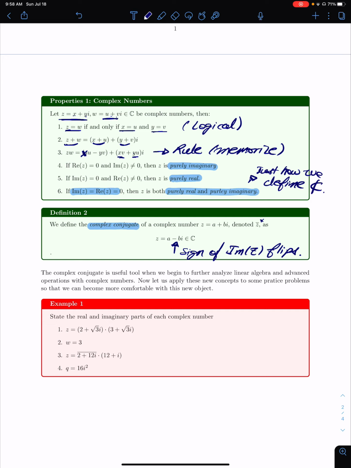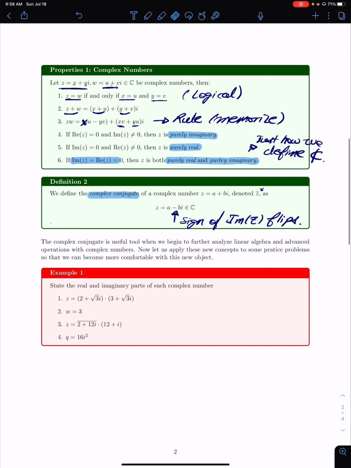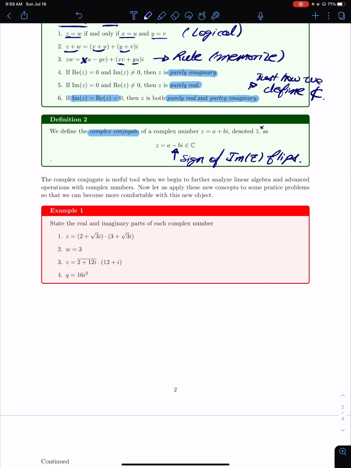That's the conjugate. The sign of the imaginary part flips. And the complex conjugate, again, is a useful tool when we further analyze linear algebra or advanced operations in complex numbers. So let's apply this with some practice problems. Let's apply the theory.